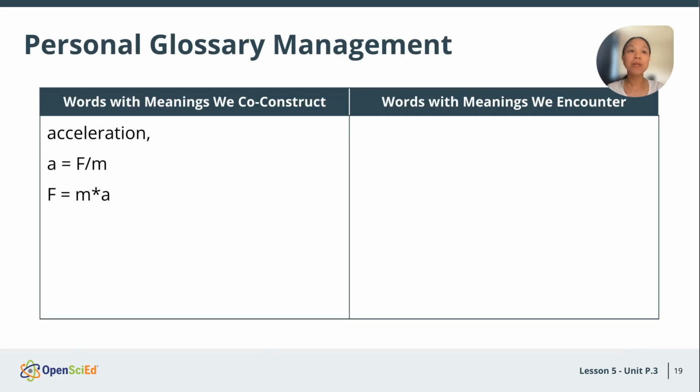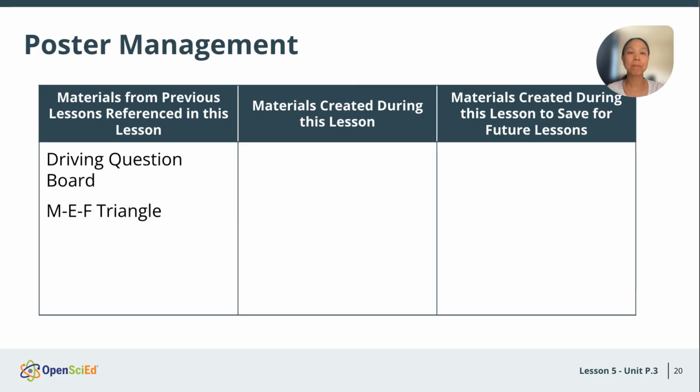In Lesson 5, we co-construct the term acceleration and relate the acceleration of an object to the net force acting on the object through these equations. After we co-construct the term acceleration, we refer back to the matter-energy force triangle to add the big idea that unbalanced forces cause a change in motion.